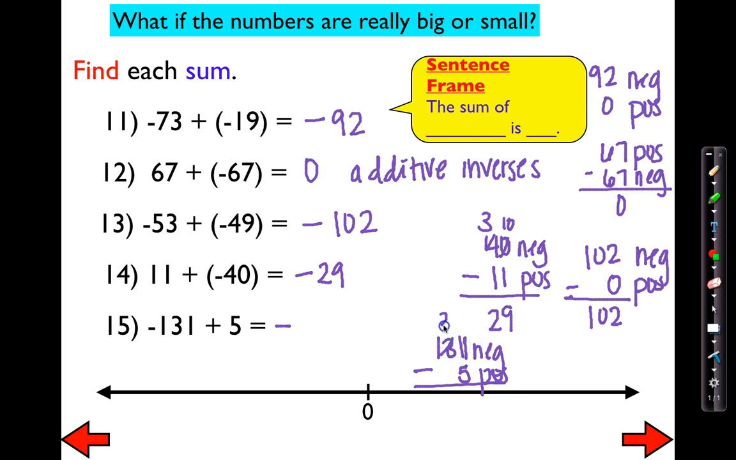So let's go ahead and borrow. 11 minus 5 is 6. 2 minus nothing is 2, and 1 minus nothing is 1. So I would say there's 126 more negatives than there were positives. So once again, the comparison method is really nice in the sense that you do not have to write out 131 negatives or maybe even write it on a number line. It saves you a lot of time. So the comparison method is definitely more efficient.